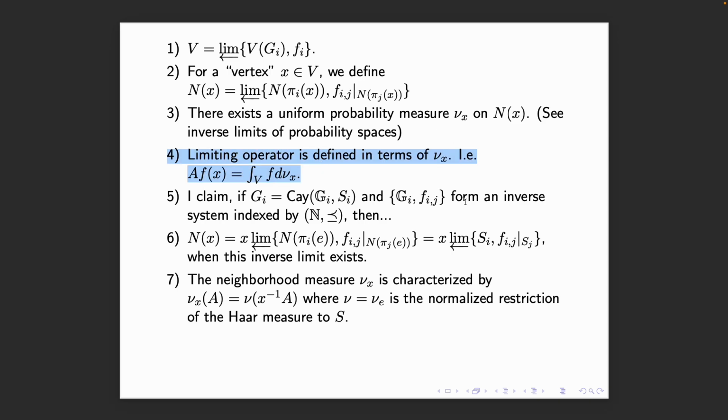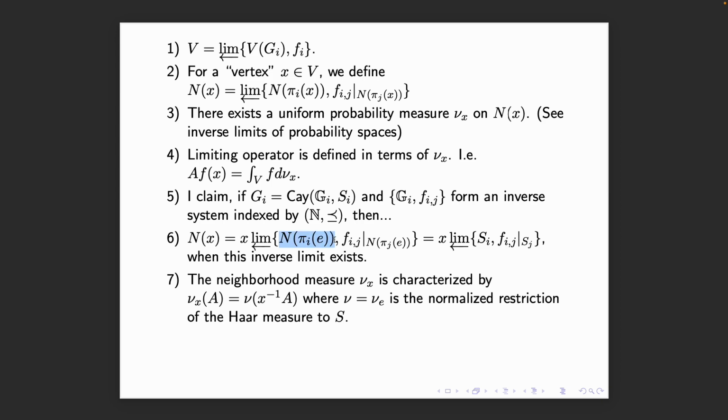So the limiting operator is defined in terms of these neighborhood measures, but you have to construct these neighborhood measures for every single point in the limiting vertex set, which is kind of annoying and impractical. My claim is, if you have a sequence of Cayley graphs and the underlying groups form an inverse system indexed by n equipped with some partial order, then the neighborhood of x in the limiting vertex set is going to be the shift of the neighborhood of the identity element by x.